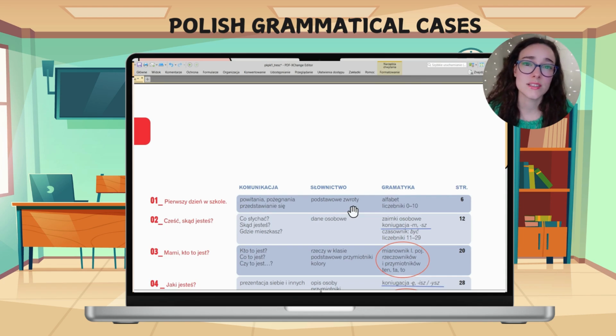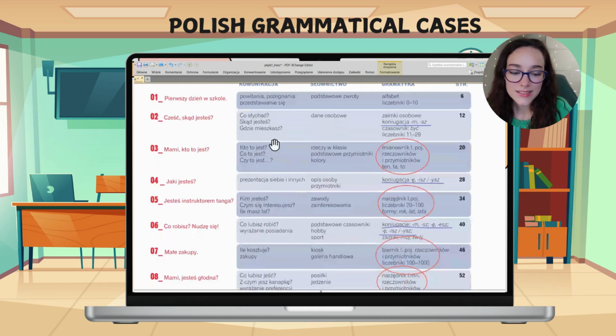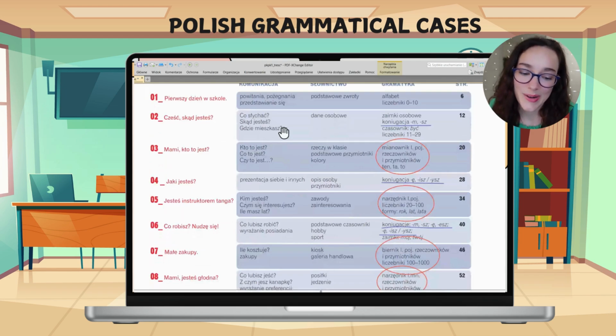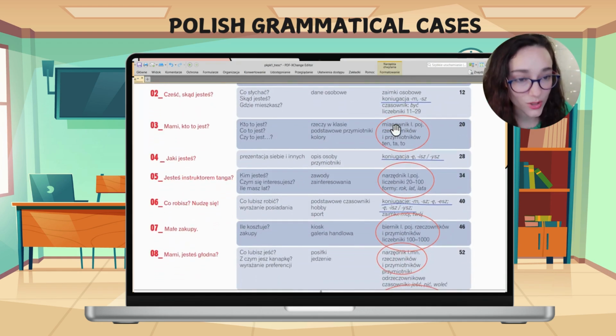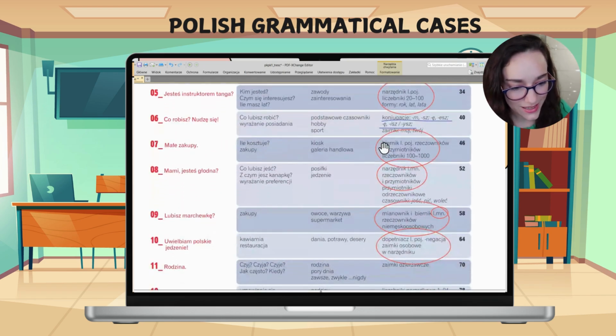This is the table of contents of one of the most popular Krok po kroku course manuals for elementary A1 level, but any other Polish manual or course will teach these cases as well, until we completely master all these cases, maybe around advanced level of Polish. Here is mianownik, which is the nominative case; narzędnik, instrumental; then accusative, very important cases. These are the most important cases which we learn at the very beginning.